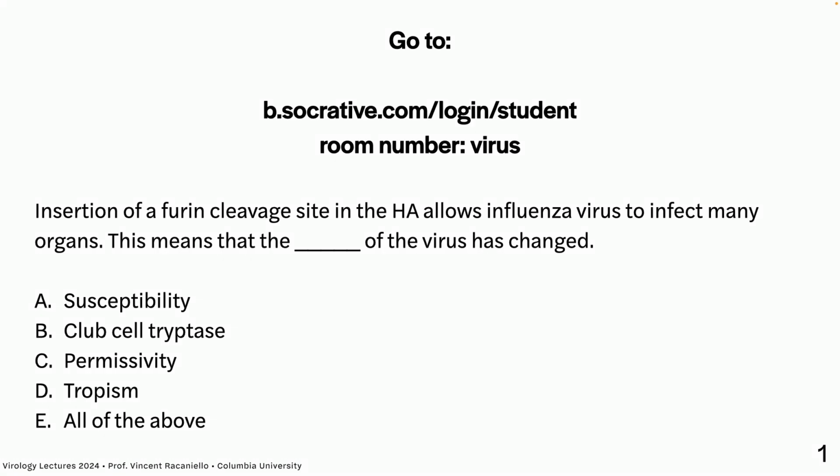So the first question is, insertion of a furin cleavage site in the HA allows influenza virus to infect many organs. This means that the blank of the virus has changed, and you can put in that blank: susceptibility, club cell tryptase, permissivity, tropism, or all of the above. So putting in the furin cleavage site in the H5N1 viruses does what?